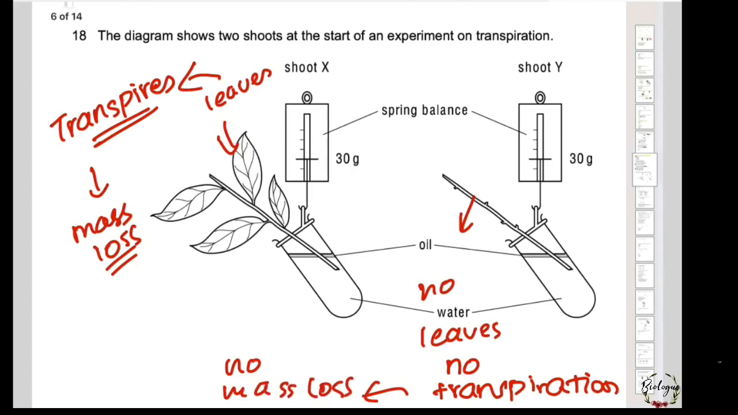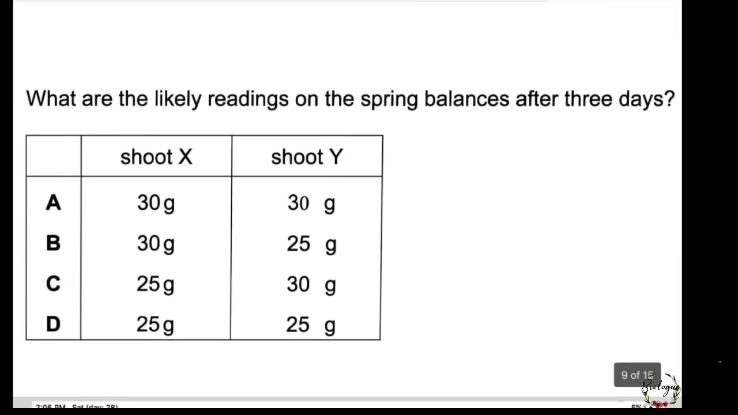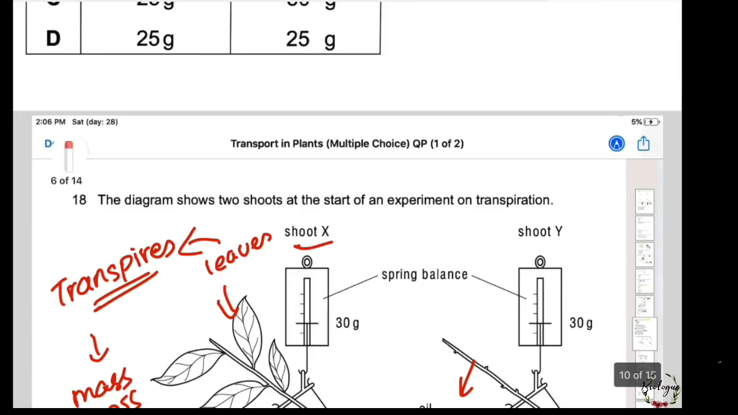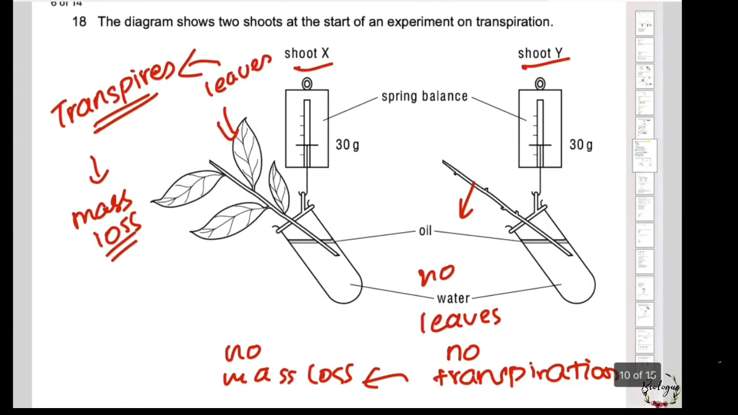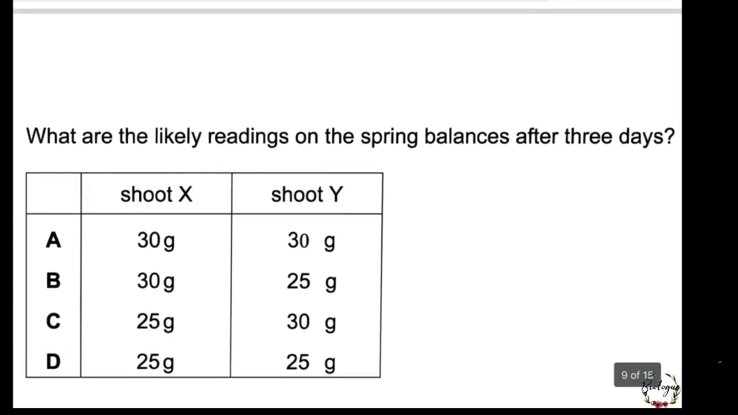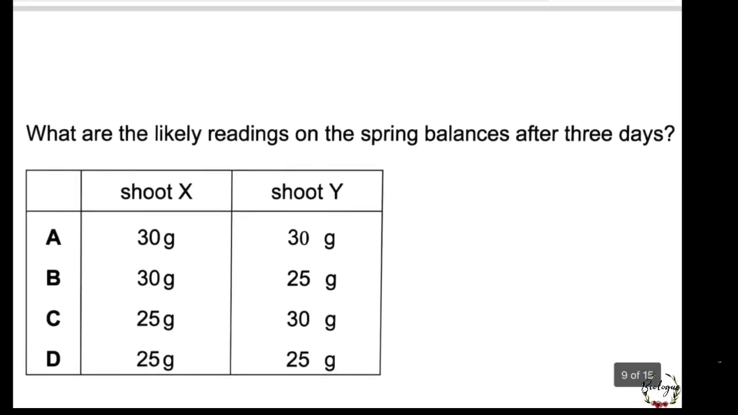So now let us look at the options that we have. Shoot X, this is shoot X, this is shoot Y. Shoot X will have mass loss because there is transpiration. Shoot Y will not have mass loss because there is no transpiration. There is no leaf in shoot Y. So shoot X will have mass loss. Shoot Y will have no mass loss. So the option will be C. There is mass loss here and there is no mass loss here.